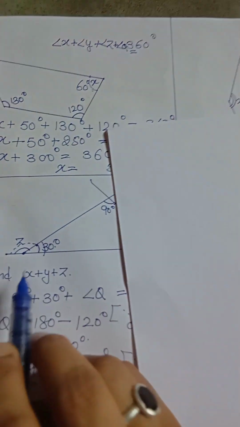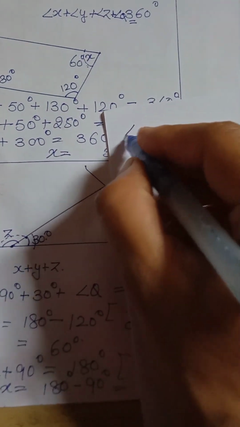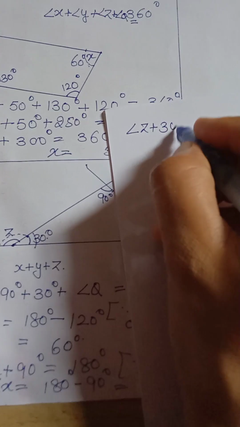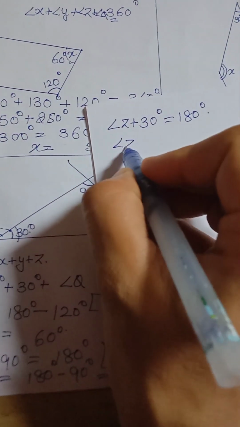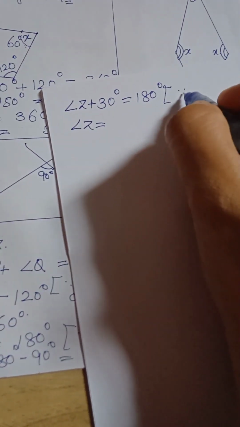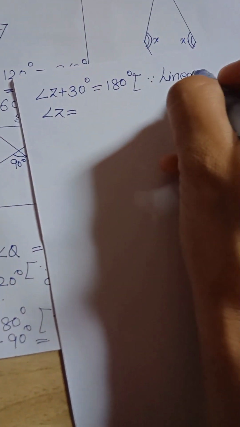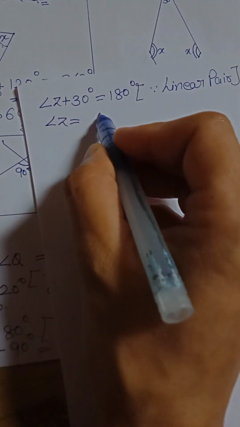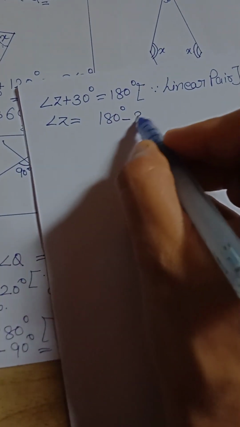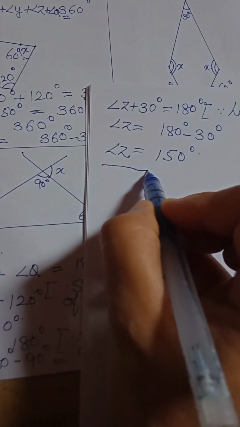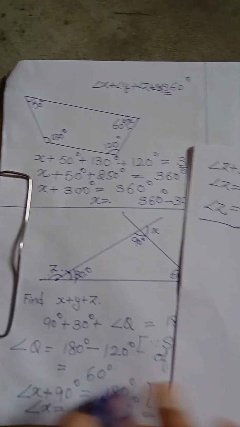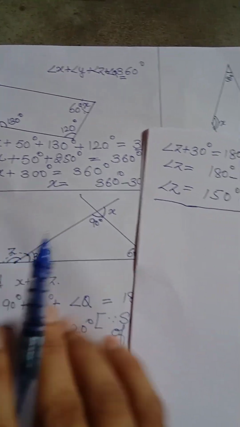So how can we find this z? We can write here z plus 30 degree is equal to 180 degree, and you write here the reason, because this is a linear pair. Angle z is equal to 180 degree minus 30 degree, and here we have 150 degree. So angle z is equal to 150 degree. So in this way angle z is 150 degree.